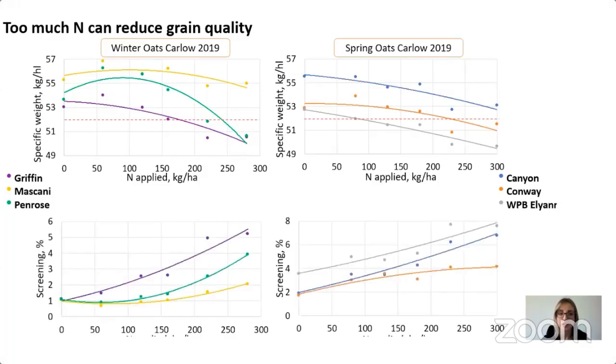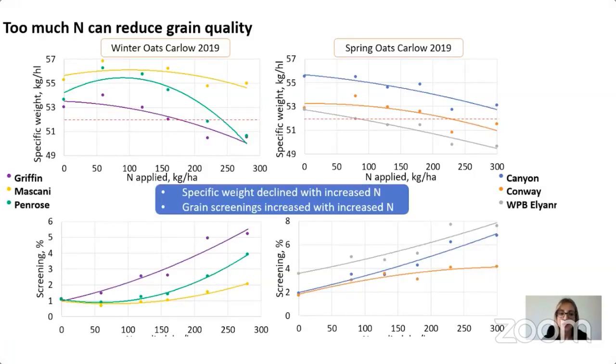Screenings, the percentage of grain smaller than 2 millimeters, of all varieties increased with additional N. So in terms of these traits, too much N reduces grain quality.